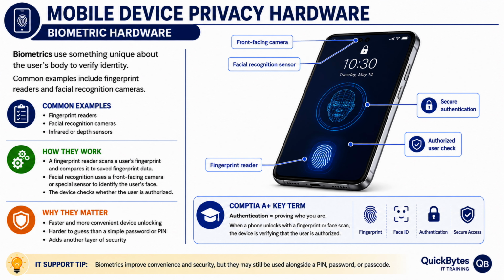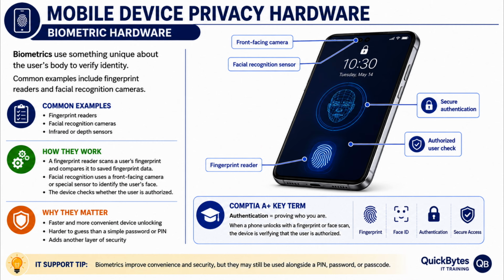Let's start with biometric hardware. Biometrics use something unique about the user's body to verify identity. Common examples include fingerprint readers and facial recognition cameras. A fingerprint reader scans a user's fingerprint and compares it to saved fingerprint data. Facial recognition uses a front-facing camera or special sensor to identify the user's face. These features make unlocking a device faster and more convenient, but they also improve security because they are harder to guess than a simple password or PIN.